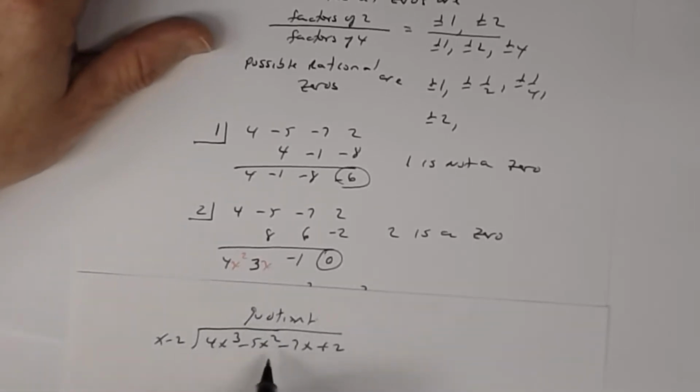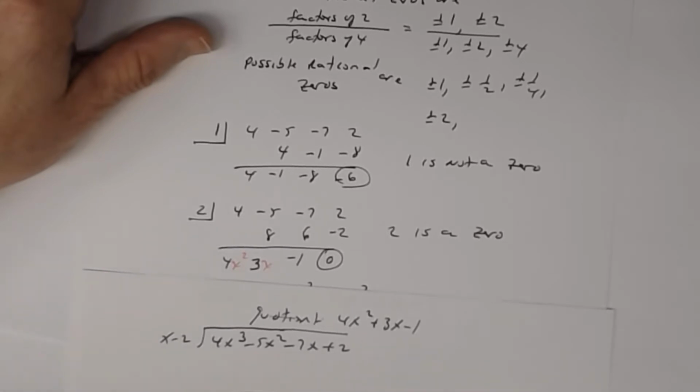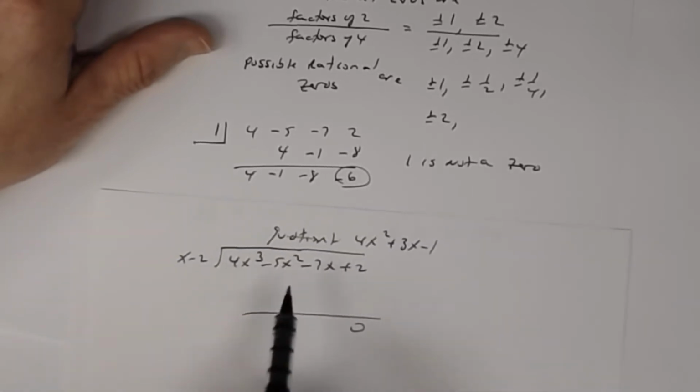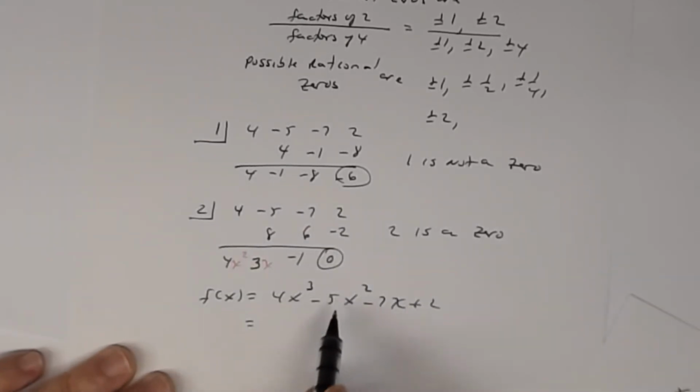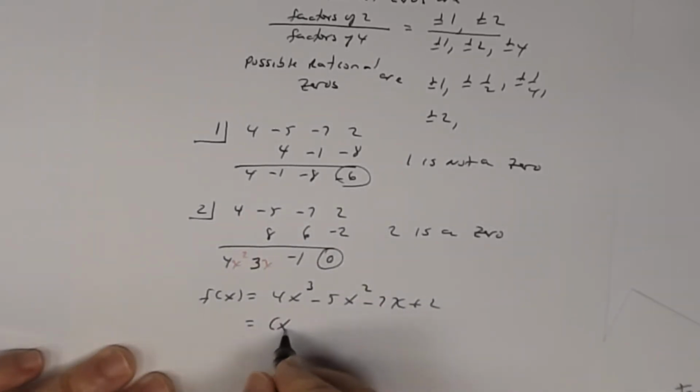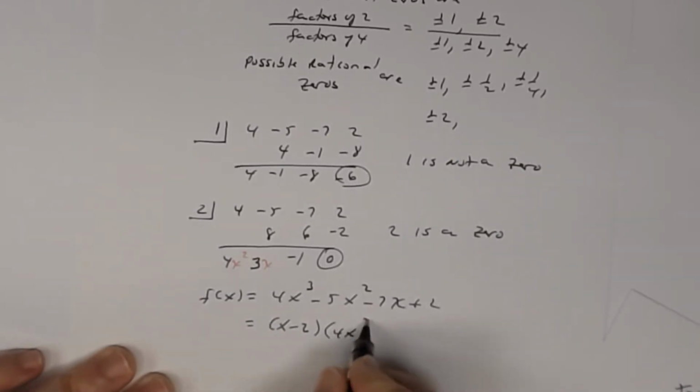That's your quotient. So if you were to do this using long division, what you would end up with here would be 4x squared plus 3x minus 1. That's what you ended up with. And so this would be this times this, plus your remainder, which we know is 0. So this will equal this times this. So what I'm trying to say is this right here will be x minus 2, the linear factor, times 4x squared plus 3x minus 1.